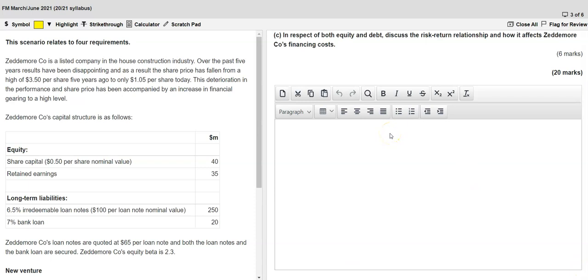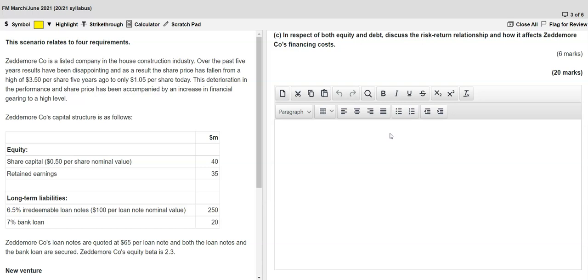In respect of both equity and debt, discuss the risk and return relationship and how it affects Zeddemore company financing cost. Guys, always remember one thing, there is a pure relation between risk and return. If there is a risky venture, investor will demand higher return. If there is a less risky venture, investor should demand the lower return. So if you are the shareholder, you are taking higher risk, you will demand higher return. If you are the bondholder, you are taking lower risk, you should demand the lower return.